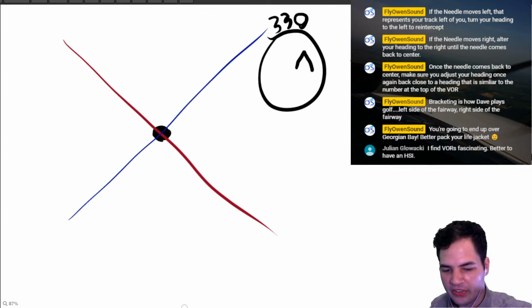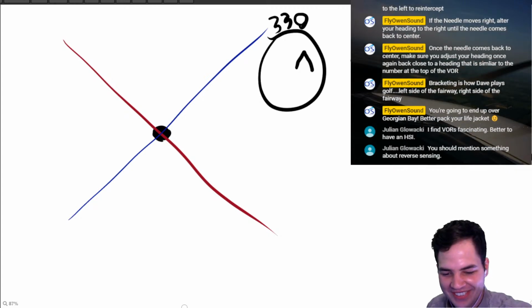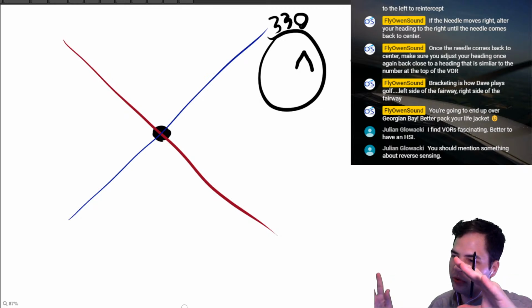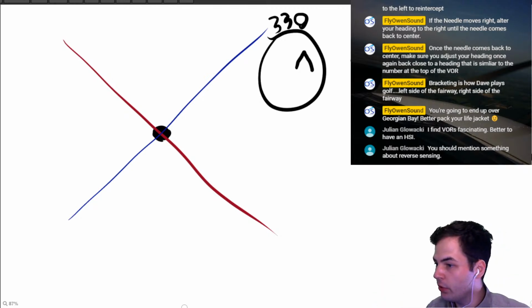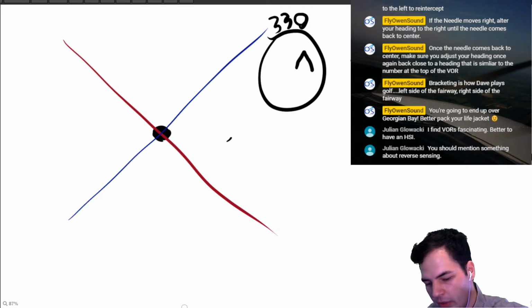Yeah, for sure, reverse sensing. We'll do normal sensing and then we'll get reverse sensing for sure. So if I have 330 on the top, it's saying flying that heading, if I flew 330, I would get closer to this VOR, or closer to that to from line. So in this scenario, that means I'm somewhere over here.